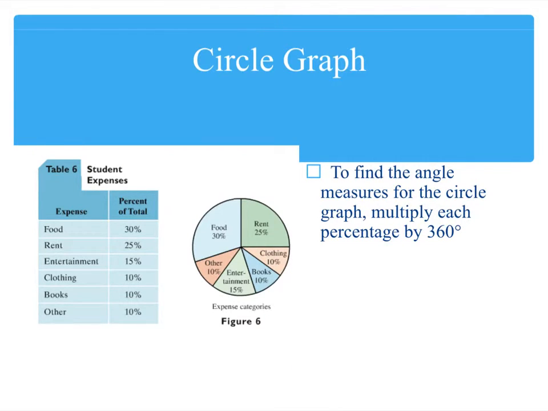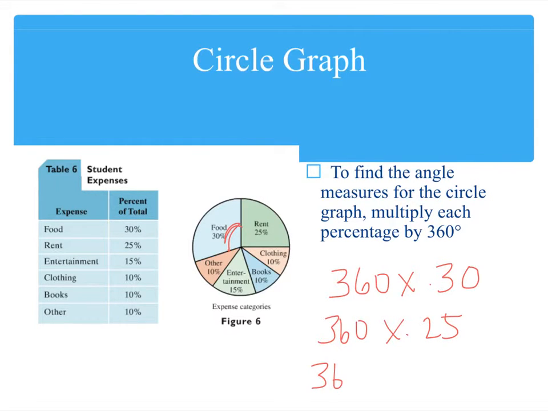Now, if you're actually making a circle graph, each of the angles in your circle graph should represent the percentage that's in that particular section. So for example, food, 30%. So I should take 360 times the decimal form of 30%, and then that's going to tell me the angle that needs to be there. And I'm going to do that for each of them. So 360 times 0.25, 360 times 0.10, etc., etc.